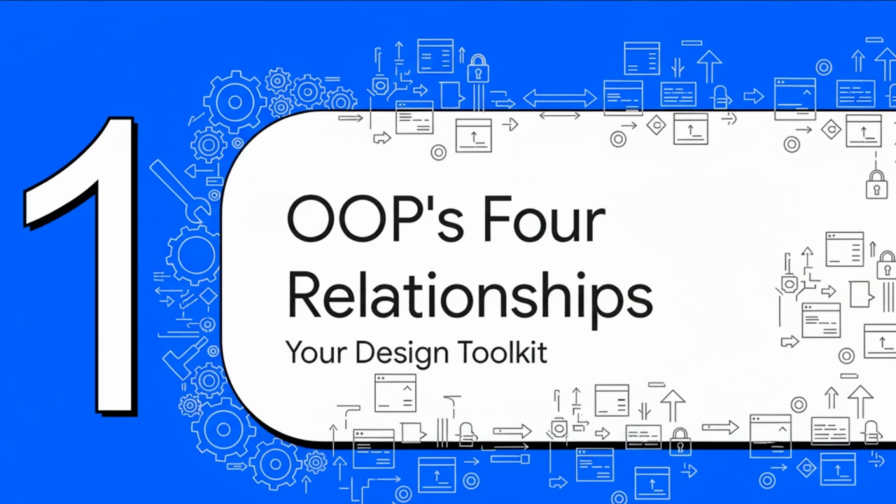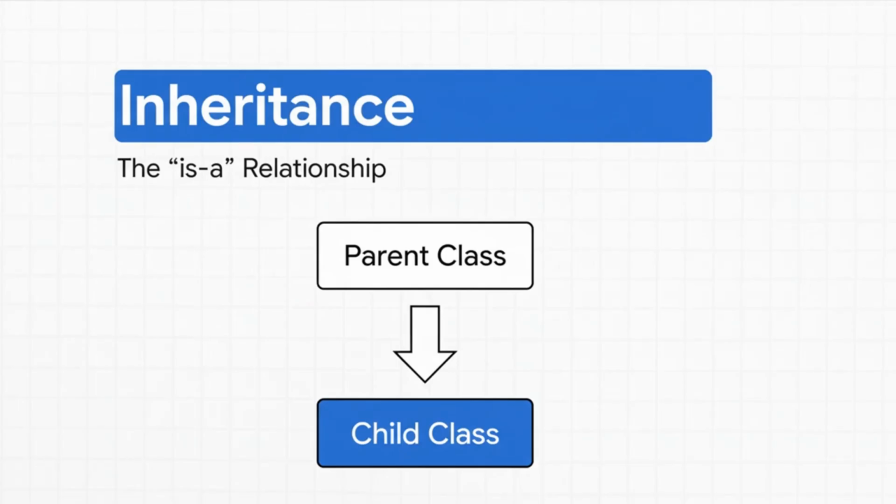Okay, so first things first. Before you can build anything great, you need to know your tools. In object-oriented programming, there are really 4 fundamental ways that classes can connect with each other. Kicking things off with the one everybody learns on day 1, inheritance. This is your classic is-a relationship.